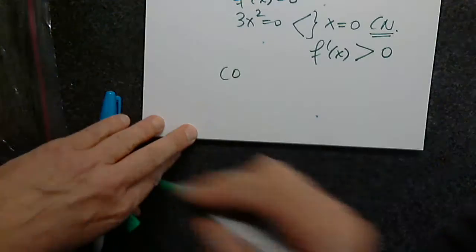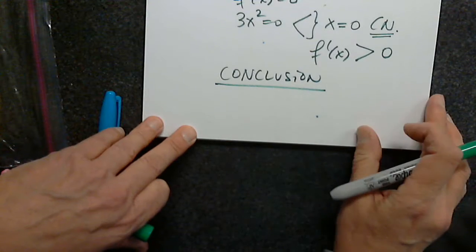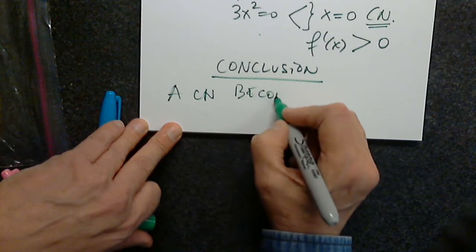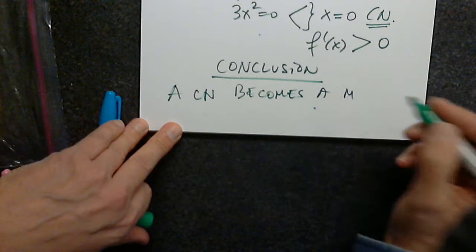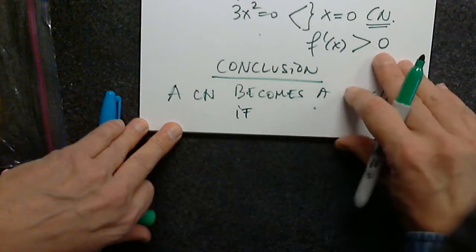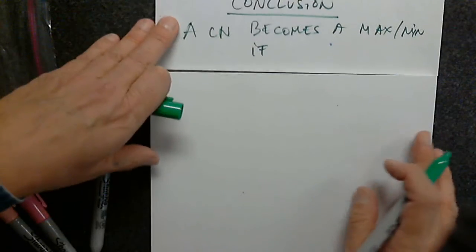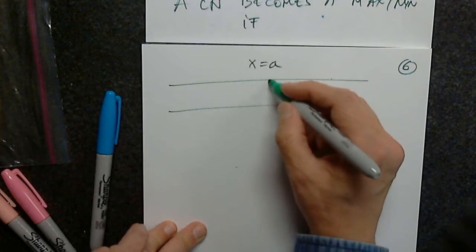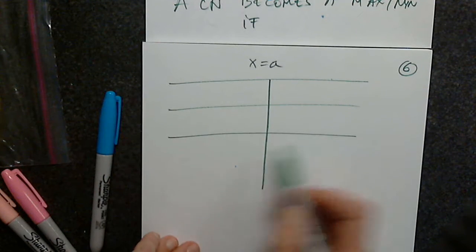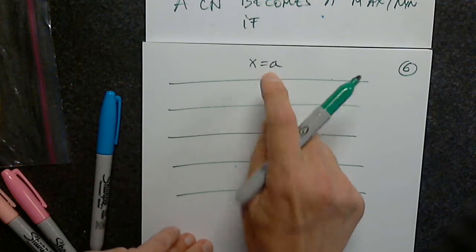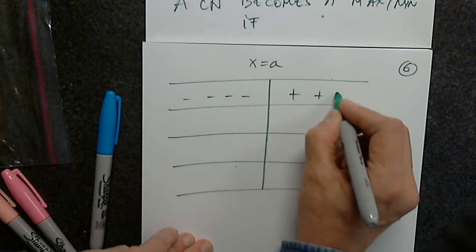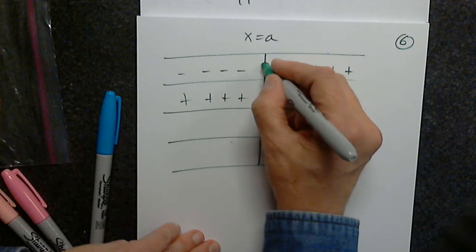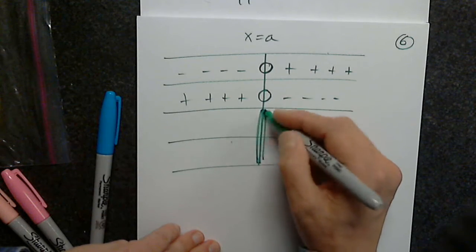So, conclusion before we look at problems. A critical number becomes a point of max-min if, and here are the possibilities. Let's say x equals a is a critical number, and here are the options. At this point, x equals a, the derivative is negative, positive. The derivative is positive, negative, where the derivative is 0, or undefined, but it changes sign.